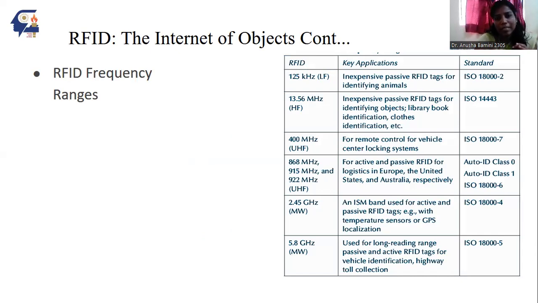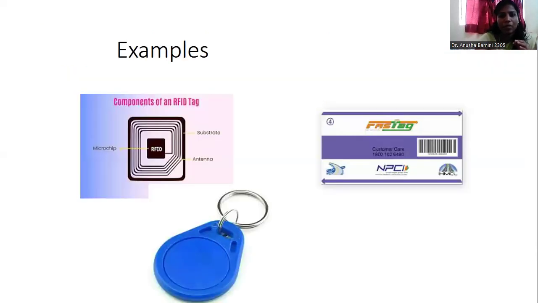The best example we can give for an RFID tag is FASTag. Nowadays it is mandatory to use FASTag in every car. So this is the example of FASTag, and this kind of keychain RFID tag is also available nowadays. These are the components integrated with the RFID tag: a small microchip, then substrate, as well as antenna.